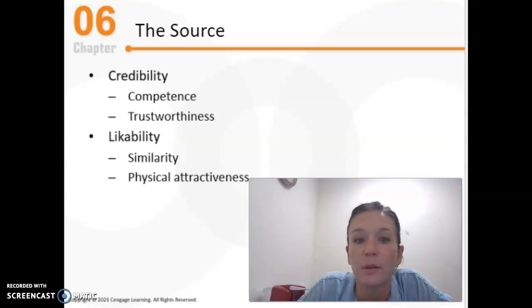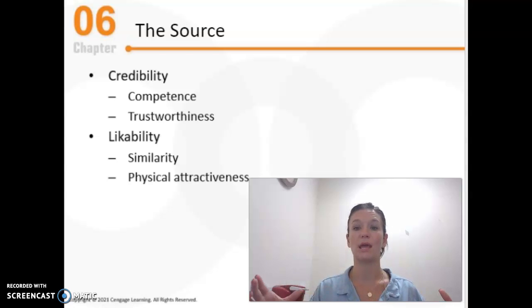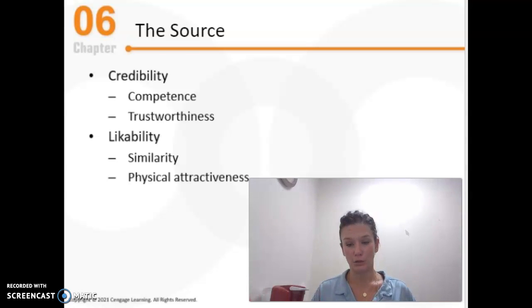For source credibility, they must be competent, so you must believe that they know what they are saying and talking about, and trustworthy. You need to know that they are going to tell you the truth, whether it backs their own beliefs or whether they do their own research and say, hey, this might be an alternative solution, so you feel like you are hearing the truth from them.